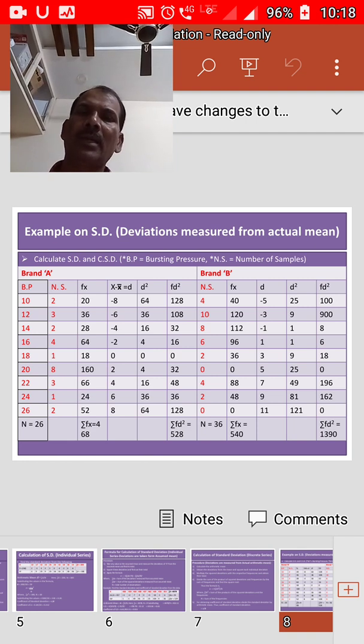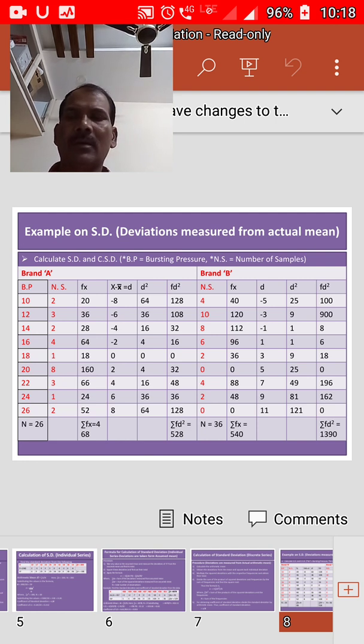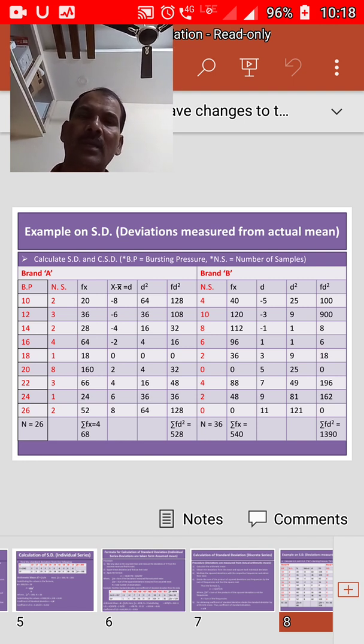We need to calculate fx and D, D square and fD square. The same should be calculated for brand A and brand B.